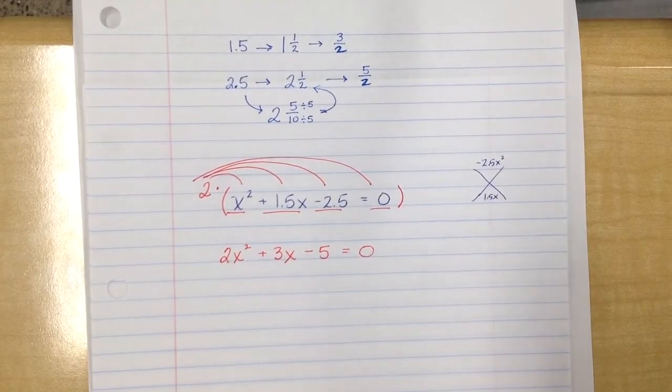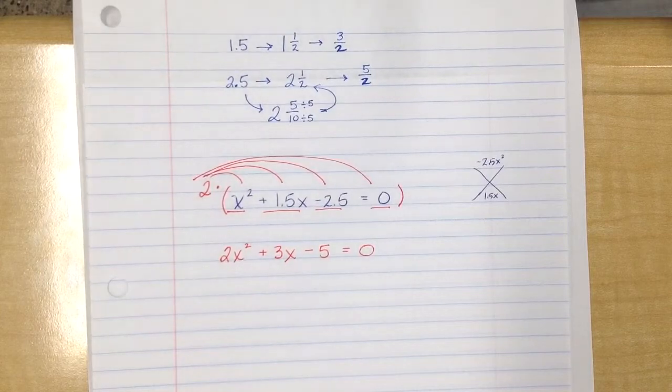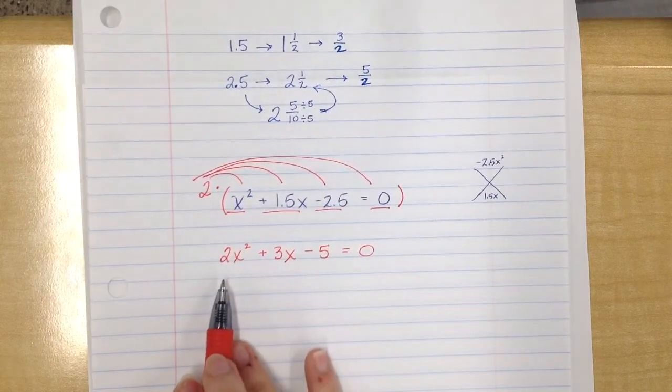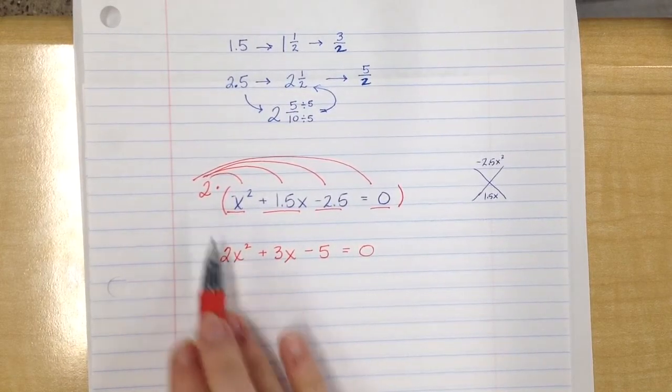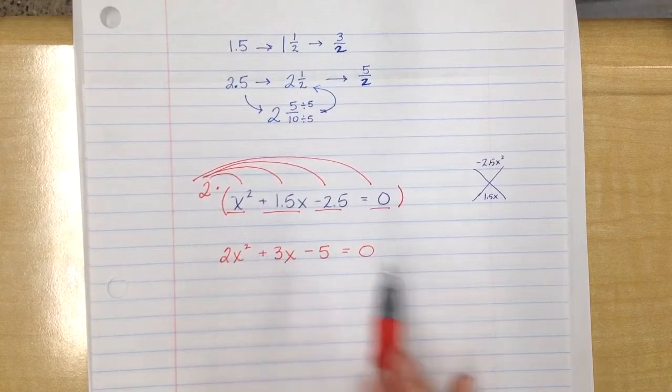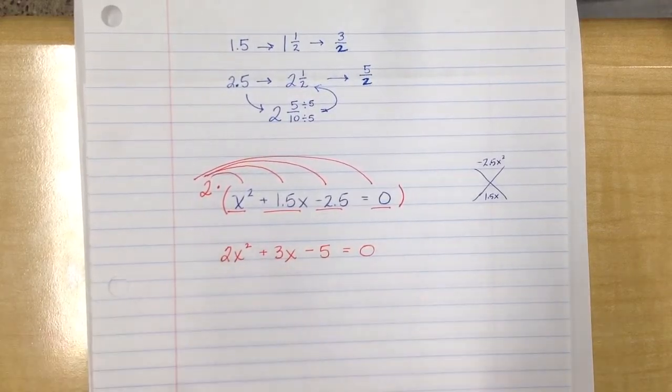And I'll give you a secret, this problem actually is factorable. We just need to be able to do it in maybe numbers that are more familiar to us, which is why we multiply by 2, eradicate the decimals, and now we have a nice, easy integer problem.